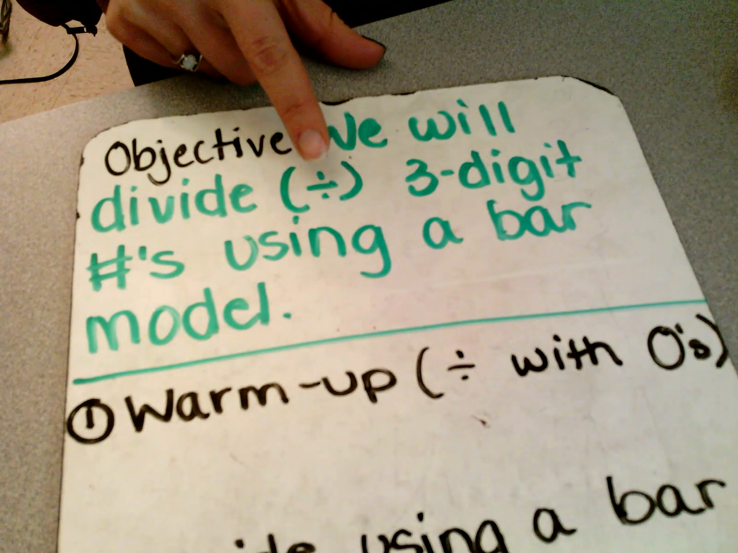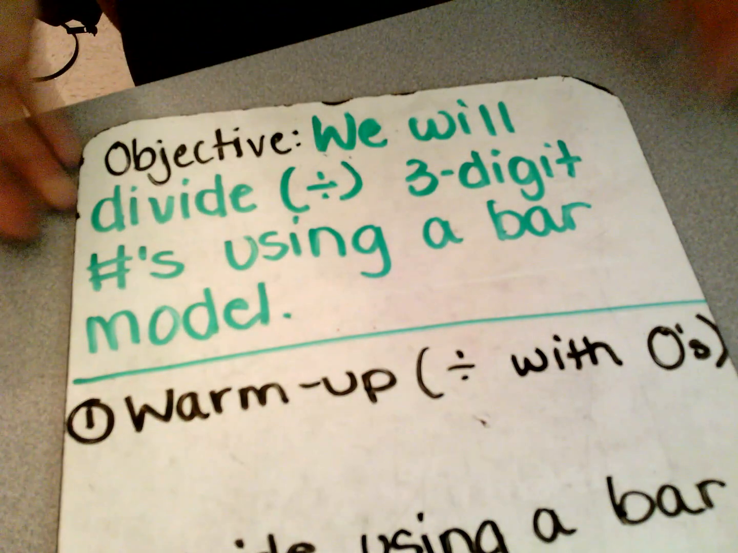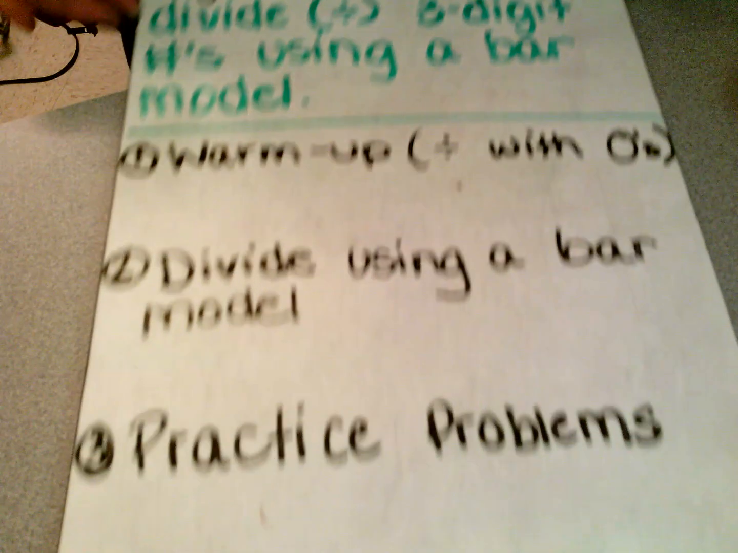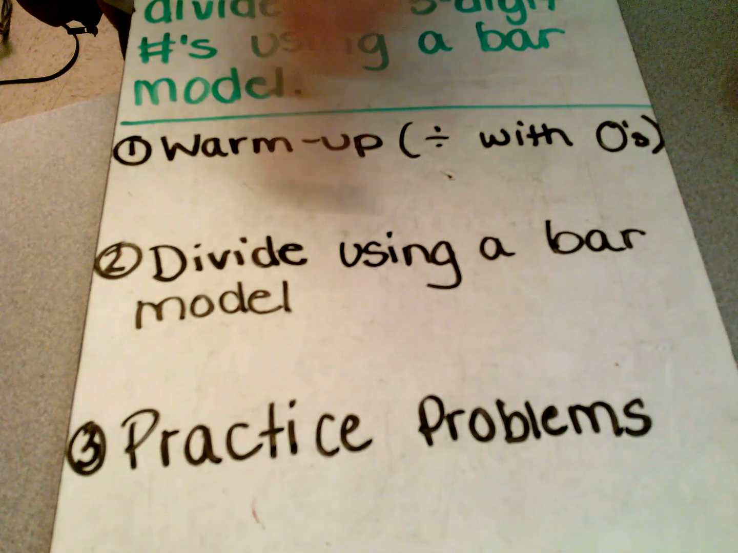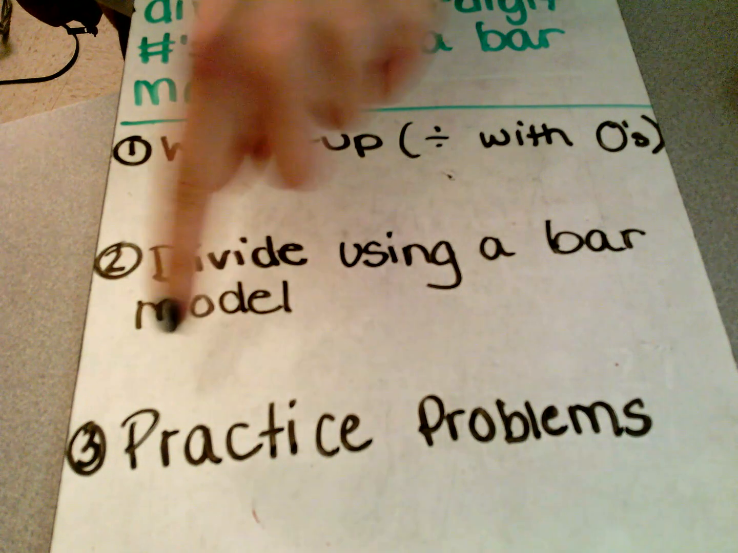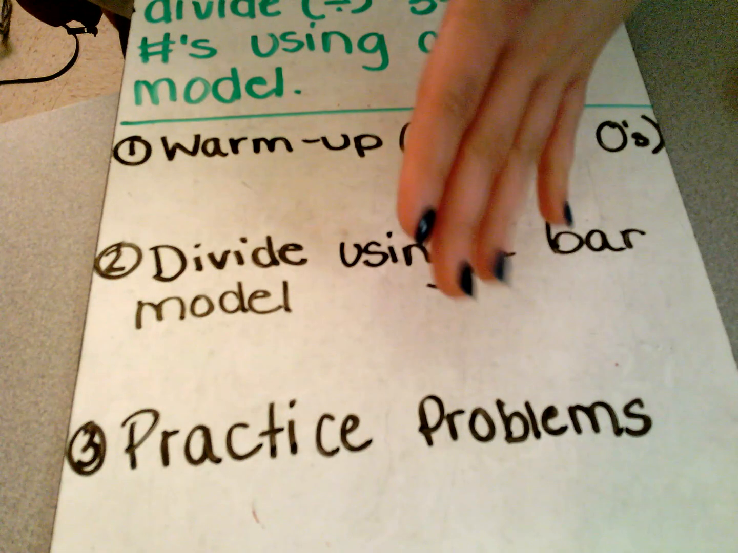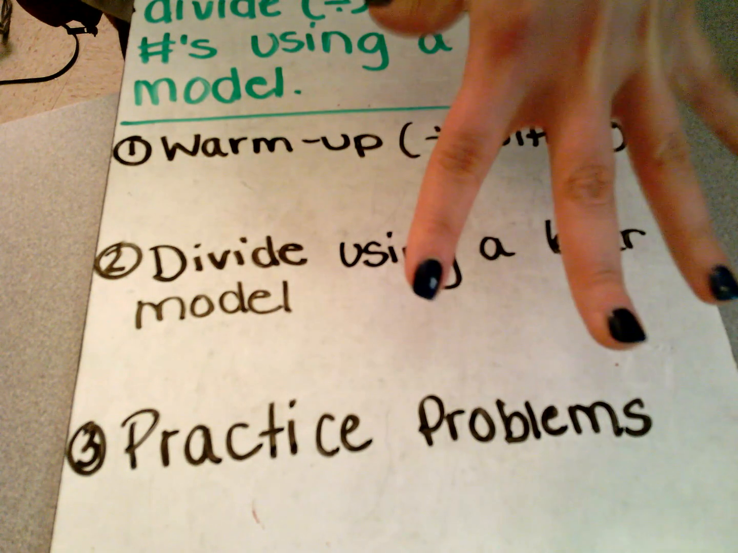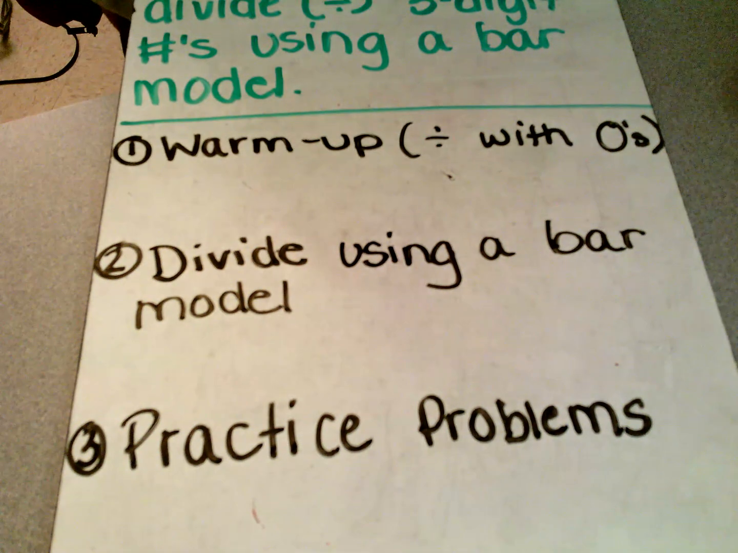Okay, so today we will divide. Remember, this is the division sign, 3-digit numbers using a bar model. So here is our checklist for today. We're going to do a quick warm up, dividing with zeros. Then we're going to look at dividing using the bar model. We'll do 2 practice problems. And then if there's time, you may go on your computer, either Kids Education or MobyMax or your math menu for the rest of your time period. Okay, so let's get started here with a quick warm up.